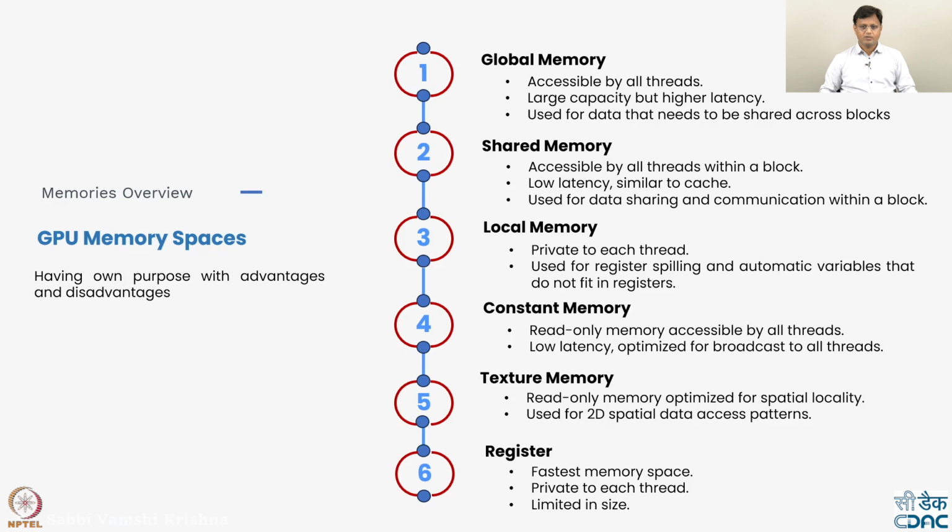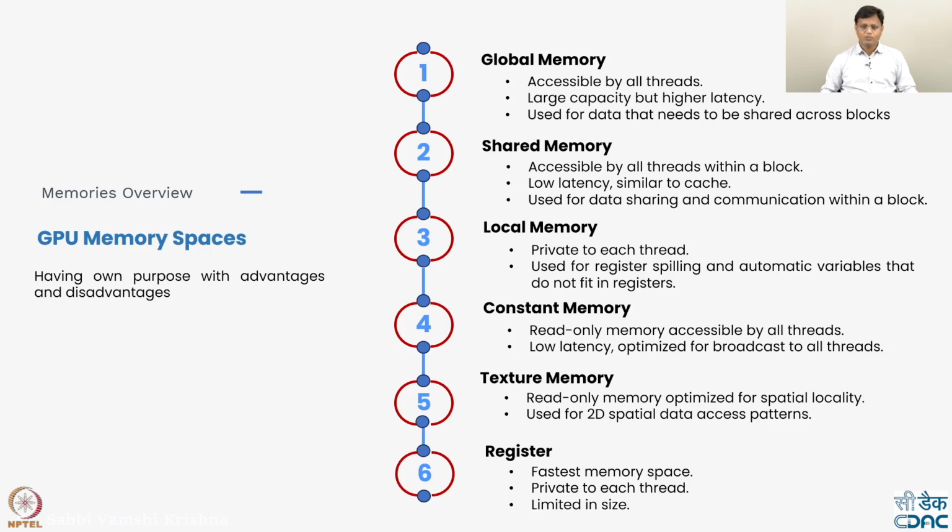Second memory is the shared memory. This memory is accessible by all the threads, but within a particular block. It has a low latency, and you can say it is similar to cache. Earlier, the shared memory and cache memory were separate, but these days the shared memory is defined in the L1 cache itself. So, we can say that both are similar, but the purpose may be different. It is used for data sharing and communication within a block.